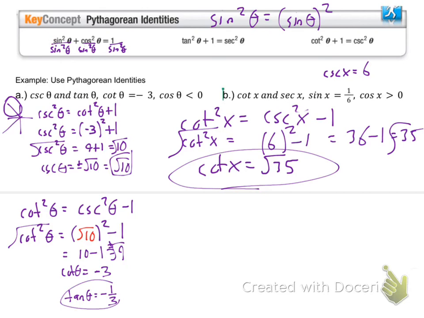Now, take a look at this. Now that I know cotangent, could I go back and solve for secant? Or, I know sine. Could I use the first one to solve for cosine and then take the reciprocal? So there are several different ways to get there. And if it doesn't get there, then maybe you should try a different one.